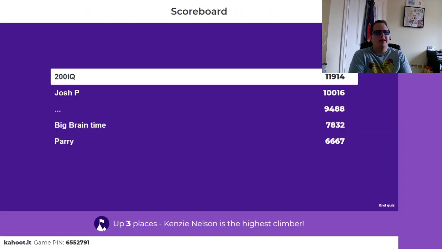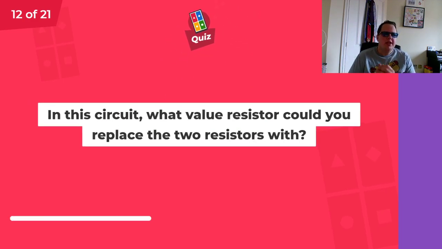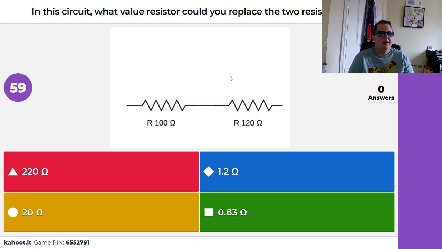What's that done? Kenzie Nelson up 3 places, our highest climber, but the top 5 haven't changed, although the gap at the top's narrowed slightly. Right, in this circuit, what value resistor could you replace the 2 resistors with? So I've got 2 resistors here. How could I combine them?